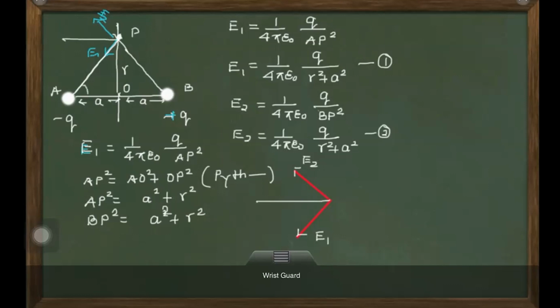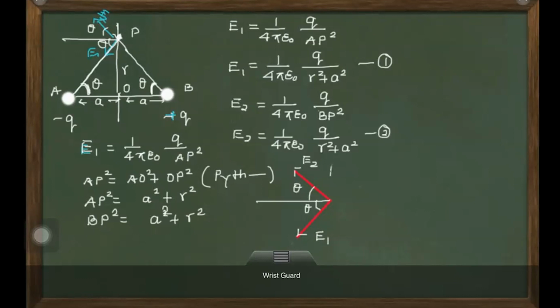If I consider that this angle is theta, this angle will also be theta. Why? Because this is an alternate angle. If the angle at A is theta, then the angle at B will be theta because AP is equal to BP. This is a triangle having two sides equal, and hence the two angles will be equal. If this angle is theta, this angle will also be theta. Now, resolution will take place in this direction.